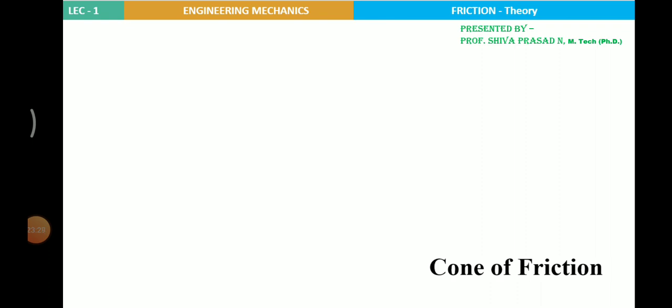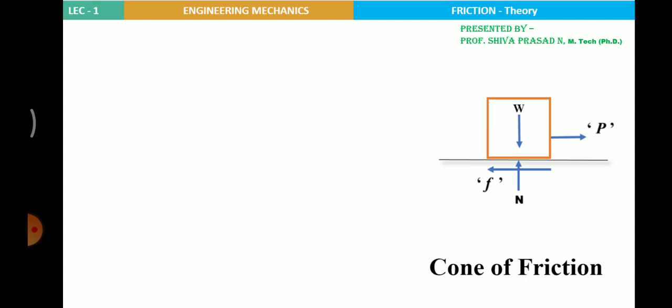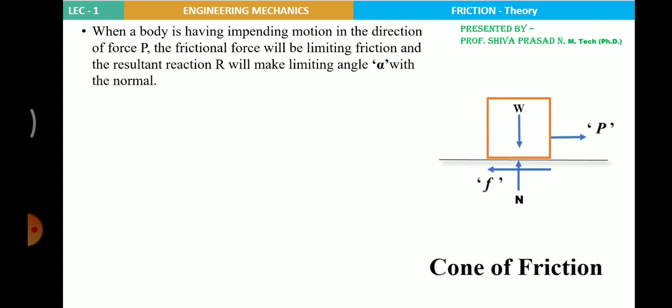So let's move on to the last heading, that is cone of friction. Again, considering the block on the horizontal surface, we have this normal reaction N, and on application of the force P on the right side, we have the frictional force F acting in the opposite direction of P. Let's start to understand cone of friction from the impending motion stage. When a body is having impending motion in the direction of force P, the frictional force will be limiting friction, and the resultant reaction R will make the limiting angle alpha with the normal.